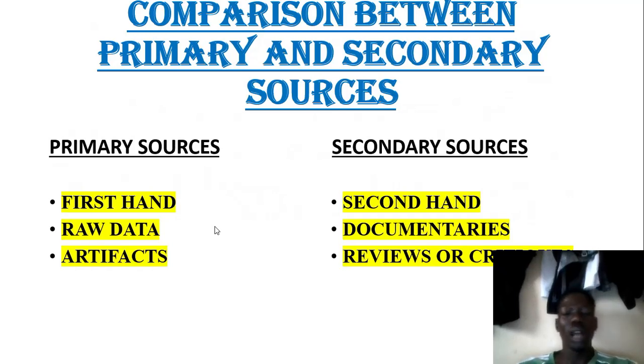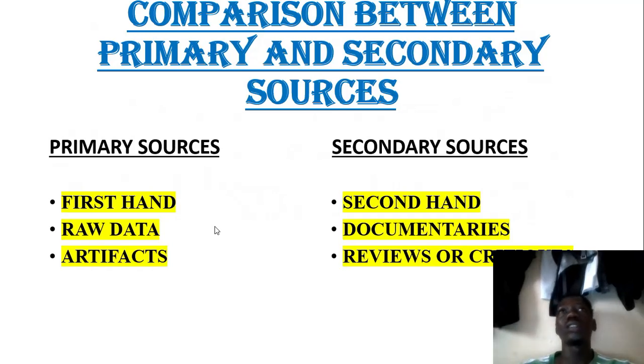Then primary sources are all about artifacts. Artifacts, these are like the major understanding is these are the objects that are made or used by humans, often providing insight into the past or a particular culture. But artifacts now, we can call it evidence.